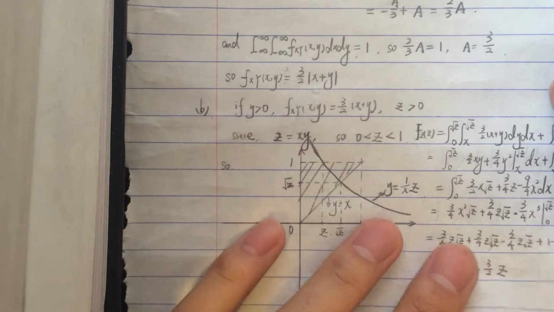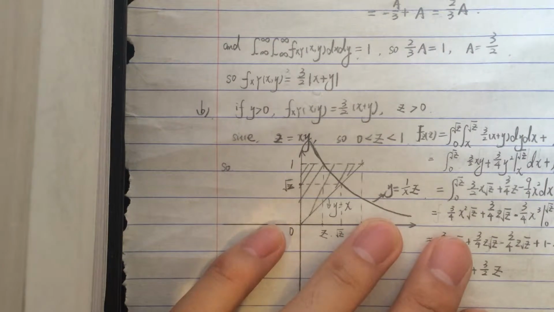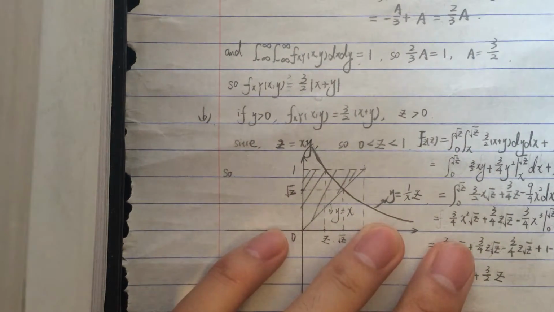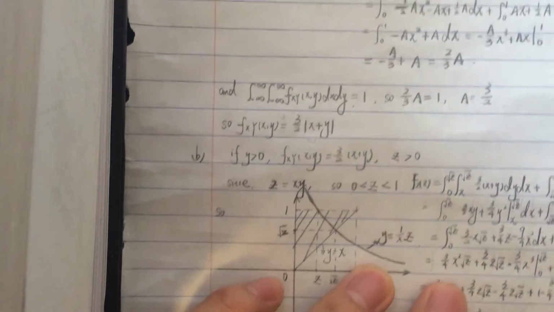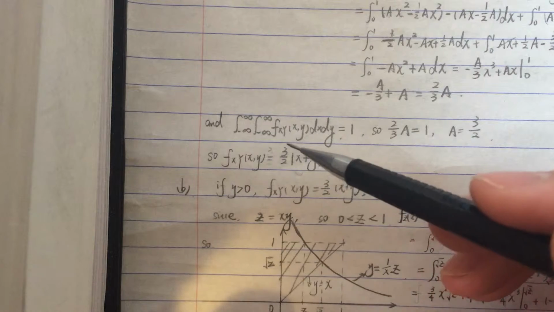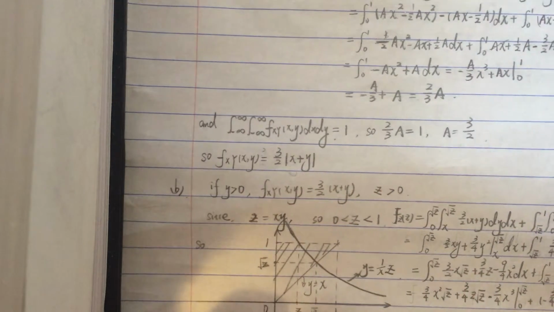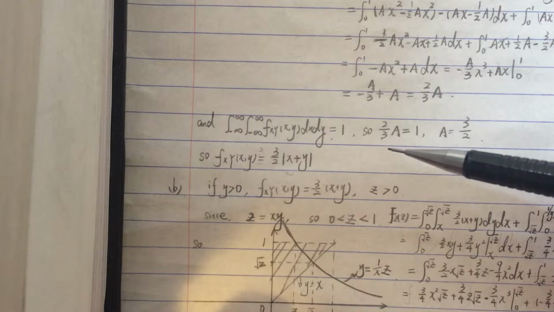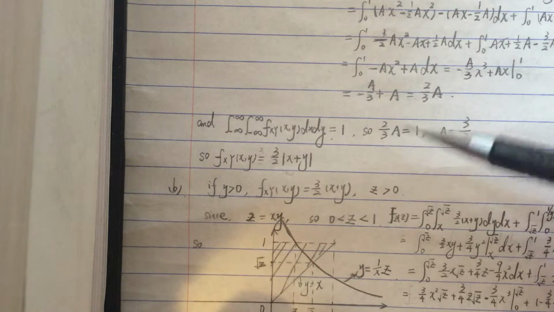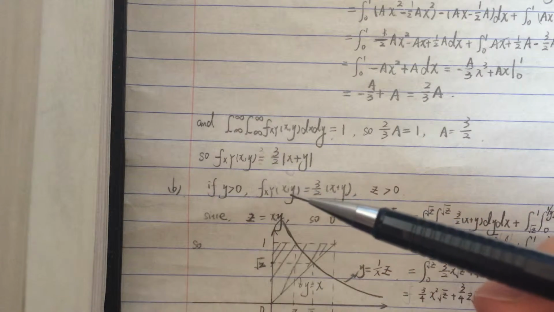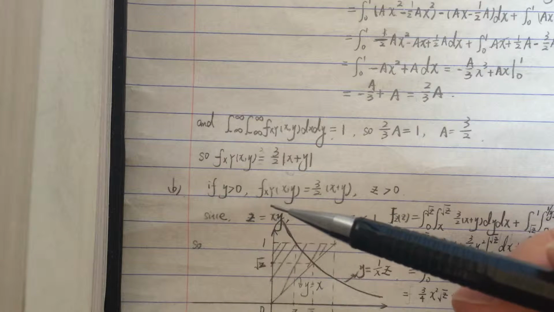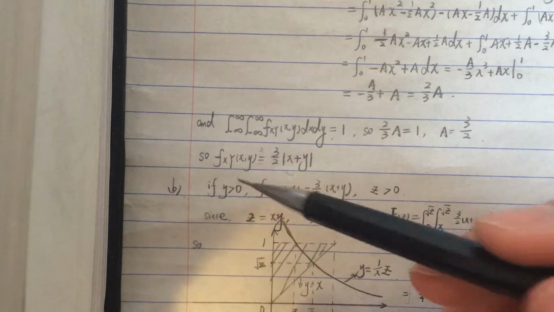So the value f of x and y will equal 3/2 times x plus y. And for f z of z, we can also divide the situation into two categories.